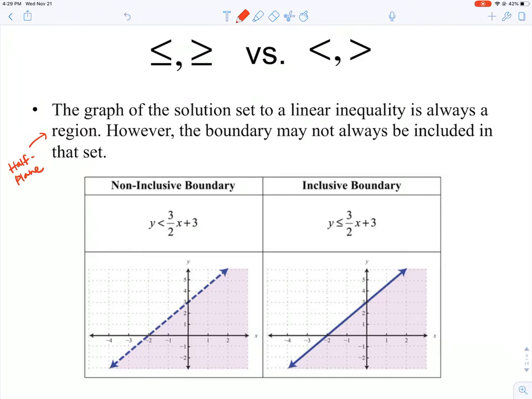Right? In the XY plane, you can think of any line extending in both directions with a line of any slope. Extending in both directions, it's going to cut the XY plane in half, and therefore we call the solution set, that shaded area or shaded region for the linear inequality, a half plane. However, the boundary line may not always be included.